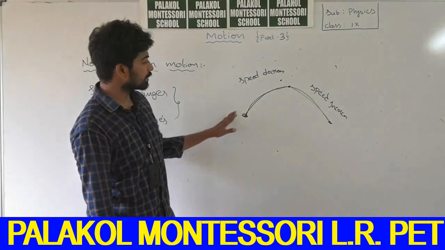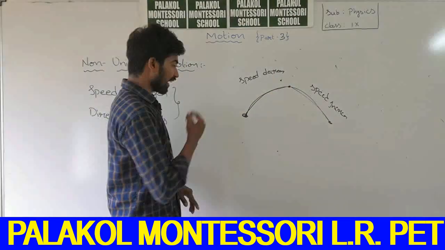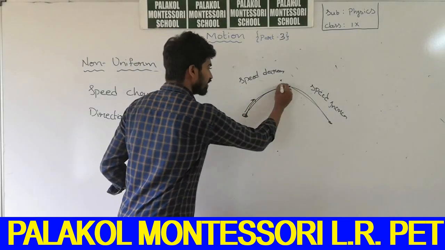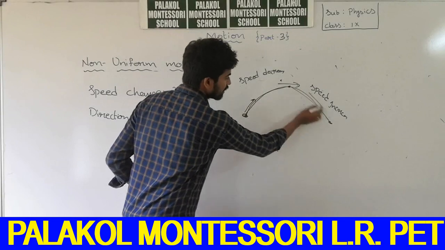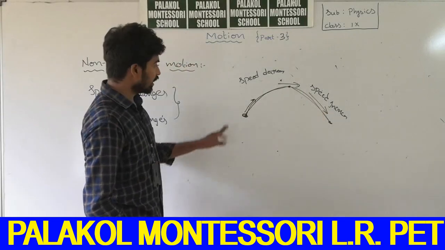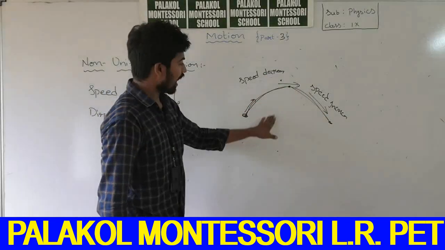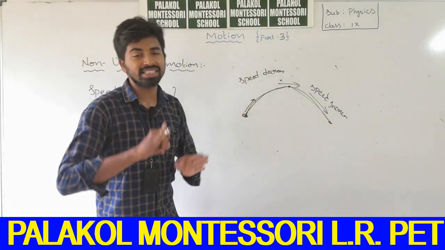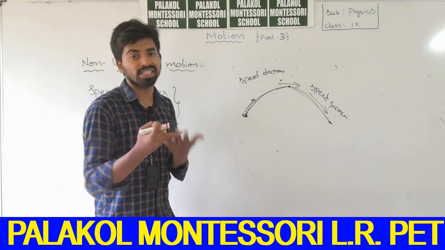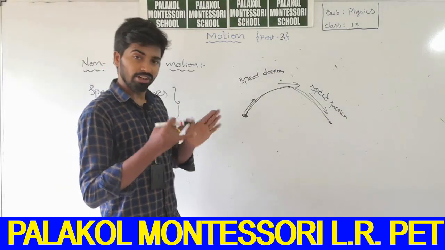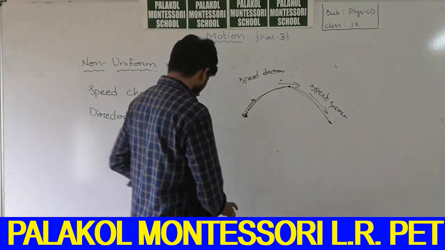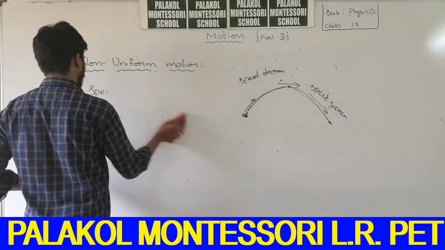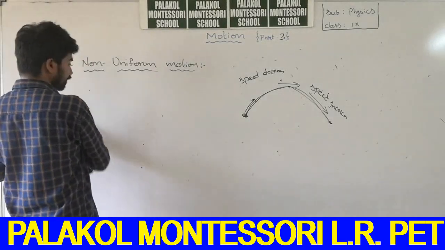Here speed is changing and the direction is also changing. Here the direction is this one, here the direction is this one, here the direction is in this way. So, both speed and direction are changing in this example. If speed changes, what does that mean? Velocity is changing. If direction is changing, velocity is changing. So, these are the examples of non-uniform motion. What is meant by non-uniform motion?